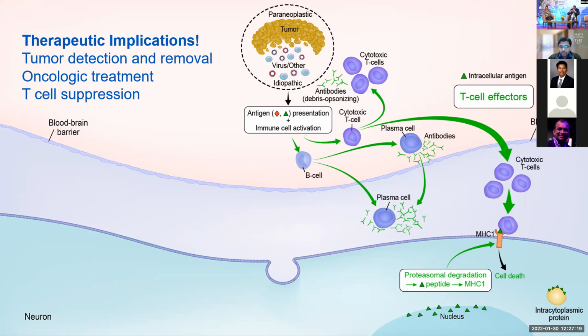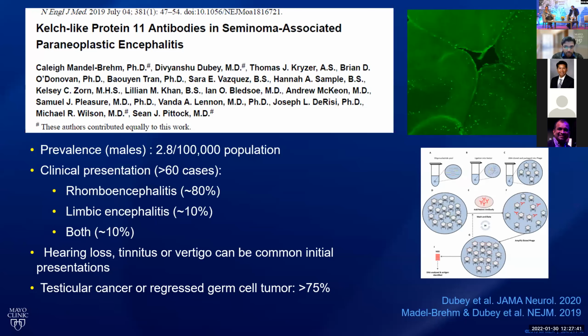The recognition of these antigens not only helps us with diagnosis, but also has therapeutic implications, because most of these therapies are focused on cellular immunosuppression, so utilization of cyclophosphamide and rituximab. And as we were talking, it can also direct our cancer search. I'm going to go over some of these intracellular biomarkers now.